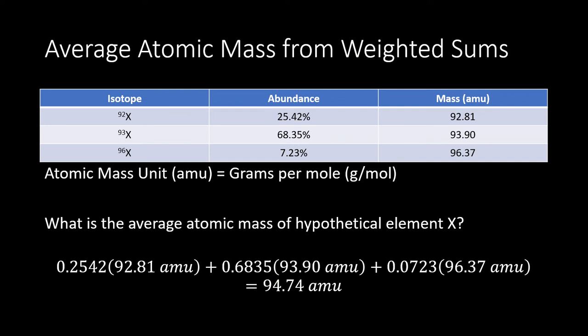For example, from our chart, we have some element that has 3 common isotopes, either 92, 93, and 96, with the following relative abundance of occurrence: 25, 68, and 7% roughly. And their AMU weights are 92, 93, and 96, give or take the decimals. If you're asked to solve for the average atomic mass of this particular element, simply take the mass of each isotope, multiply each mass by their relative abundance, and then sum up all of those different products. We would get an average atomic mass of element X being 94.74 AMUs, or 94.74 grams per mole.